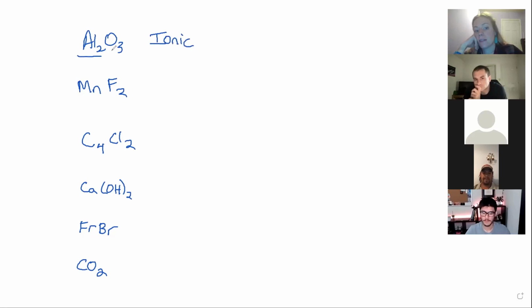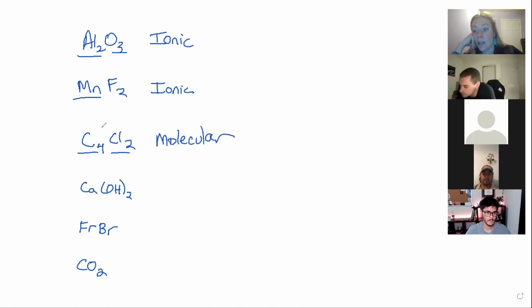Next one, and this is a non-metal. And remember, we list the metals first. So really, if that first thing you bump into is a metal, you can kind of go, it's ionic. This here, manganese, that's a metal, and this is a non-metal. So this is also ionic. This here, first thing I bump into is carbon, that's non-metal. And chlorine's also a non-metal. So this is going to be molecular. The way that I name and manage this is going to be different than the way that I deal with the first two.